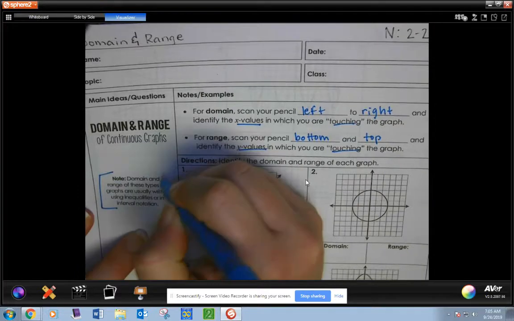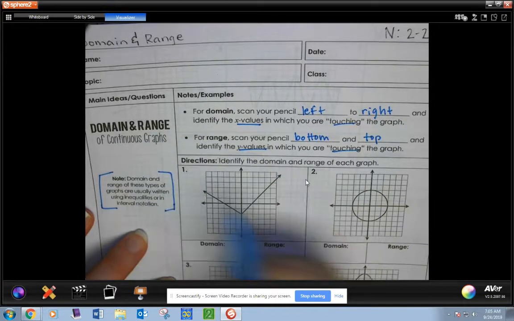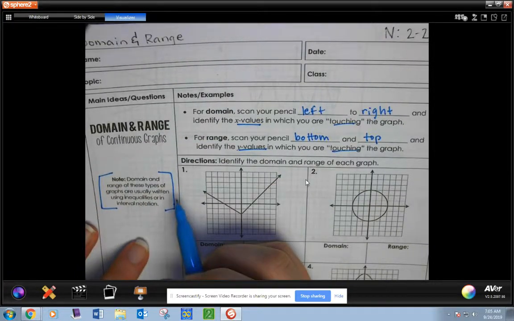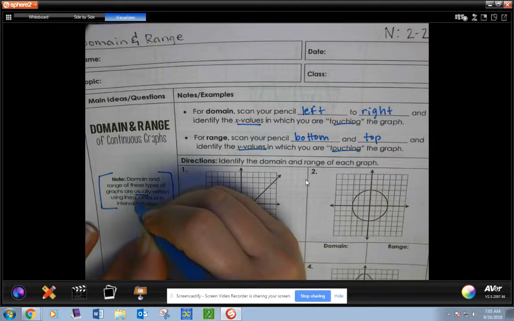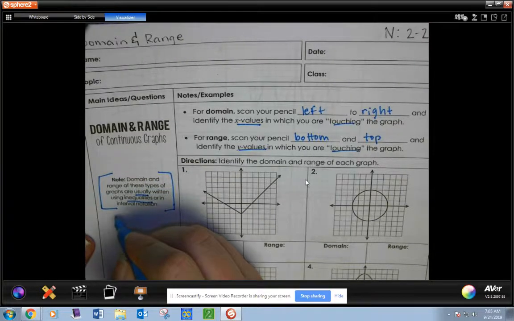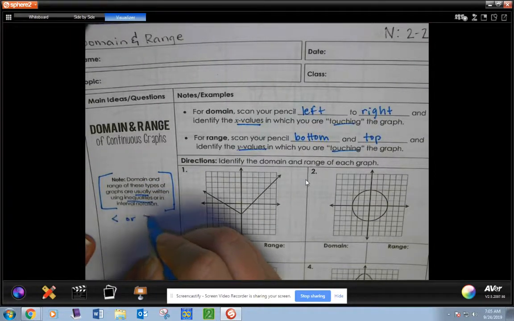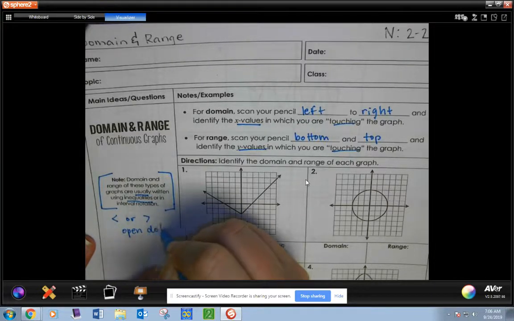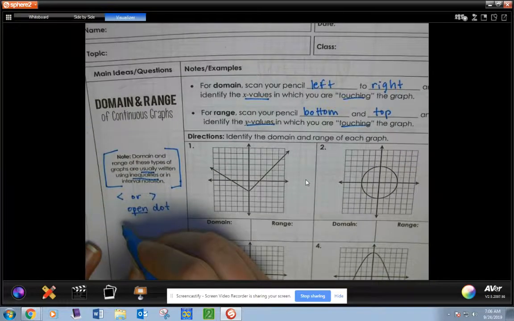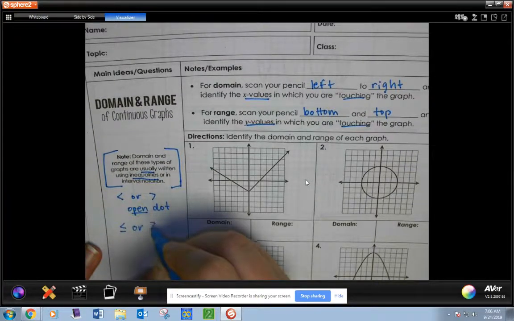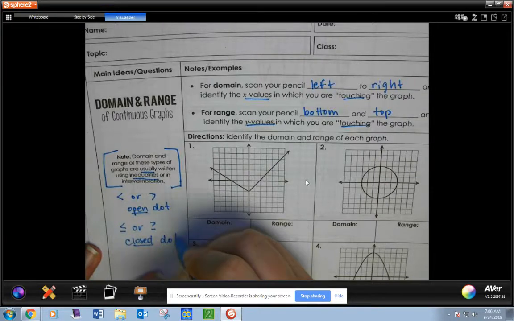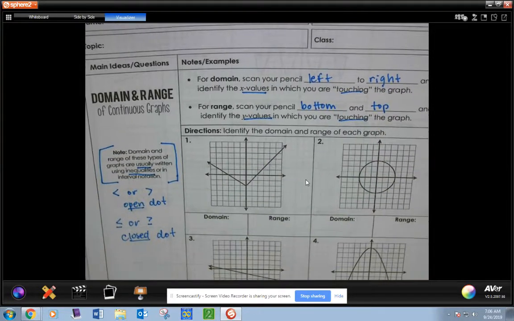Now, there's this really important note over here that I need you to know. Domain and range of continuous graphs are usually using inequalities, which means a less than or a greater than are an open dot, and then a less than or equal to or a greater than or equal to are a closed dot. Okay, so here's how this works.